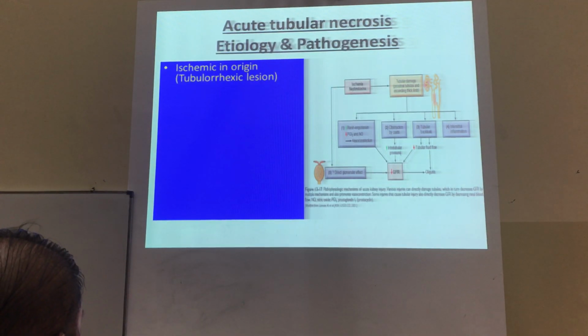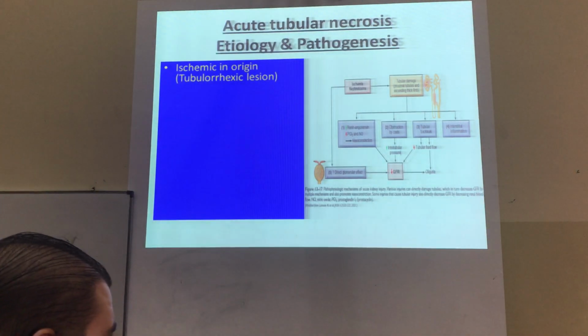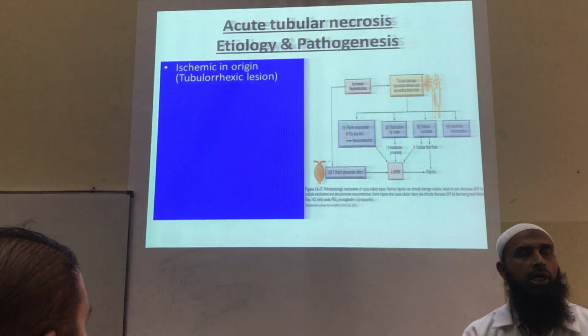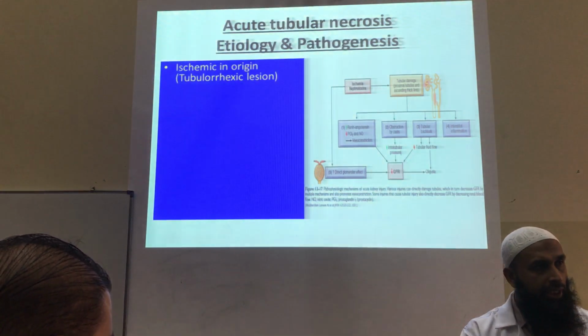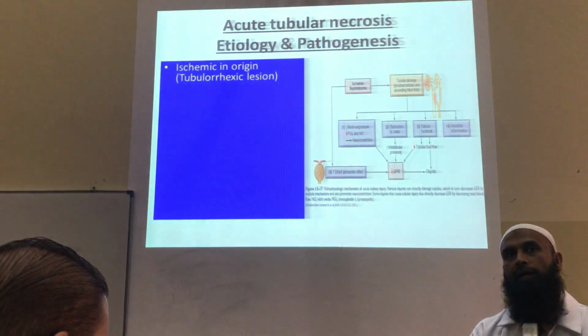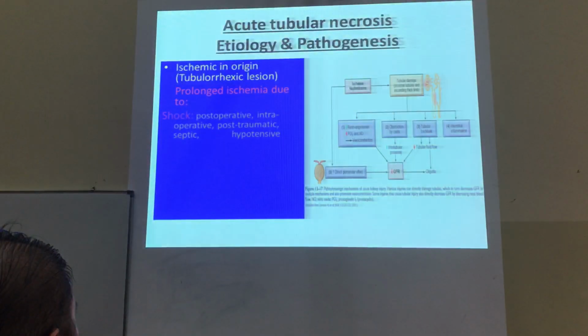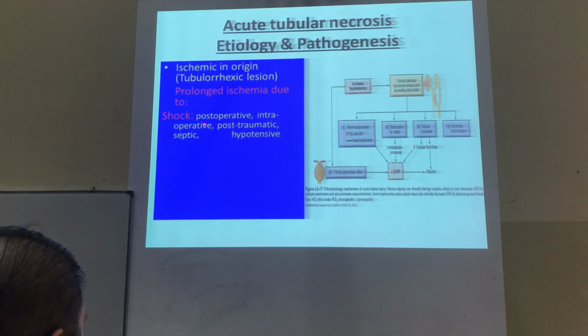For example, for the first one, which is ischemic in origin, usually the lesions which are caused by ischemia, we call them tubulorrhexis. Rrhexis means breakdown, fragmentation. So whenever there is damage, injury, ultimately the tubules get broken down, get fragmented. So the main cause here is prolonged ischemia to the tubules. For example, in cases of shock, maybe post-operative shock, maybe septic shock, maybe post-traumatic shock, hypotensive shock, any form.